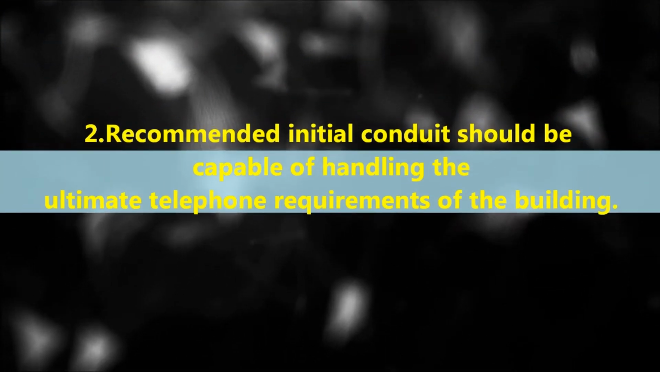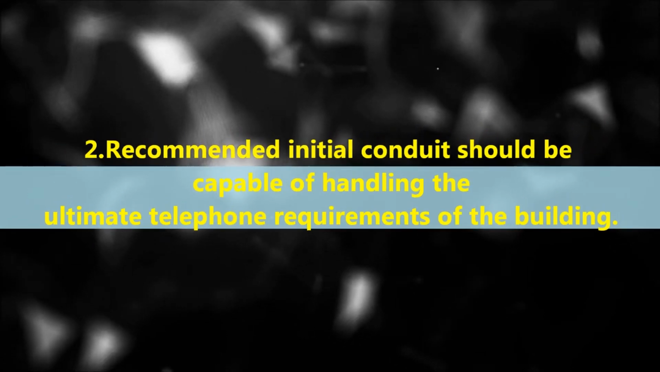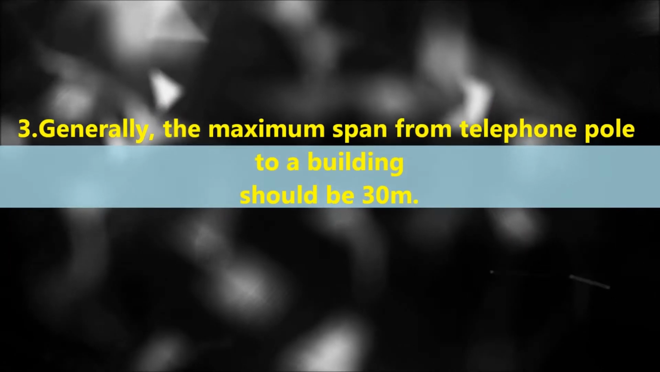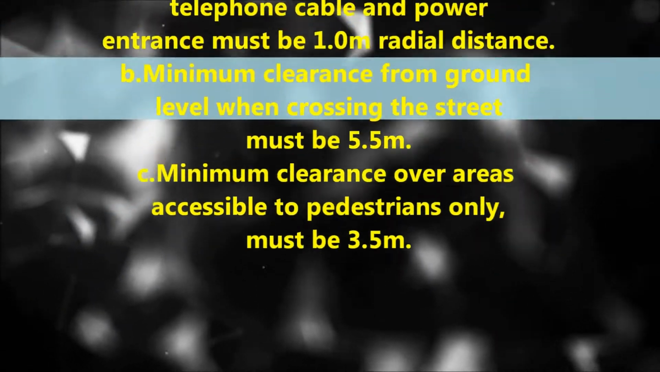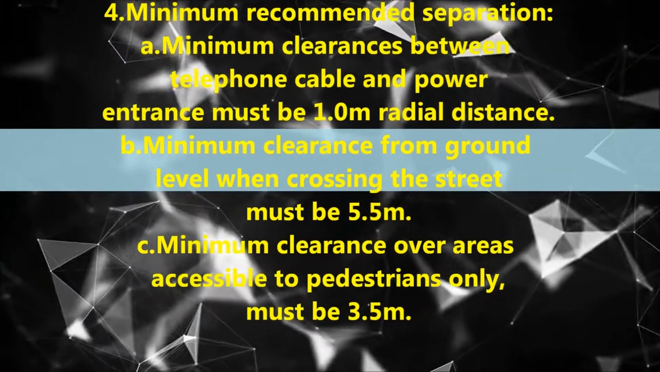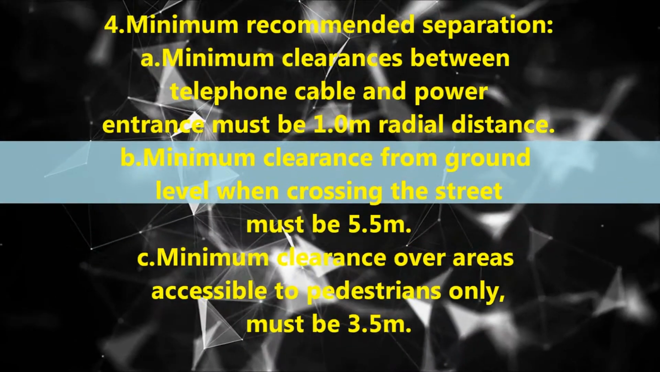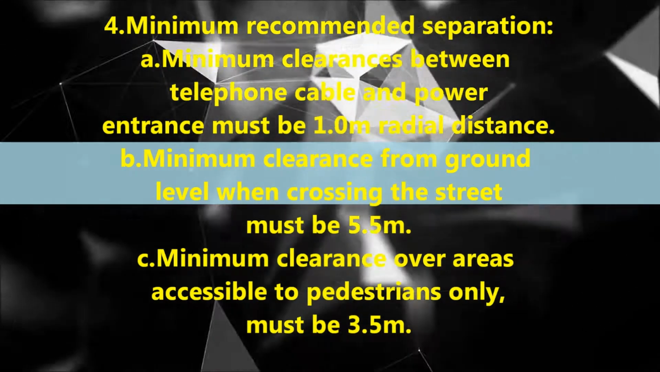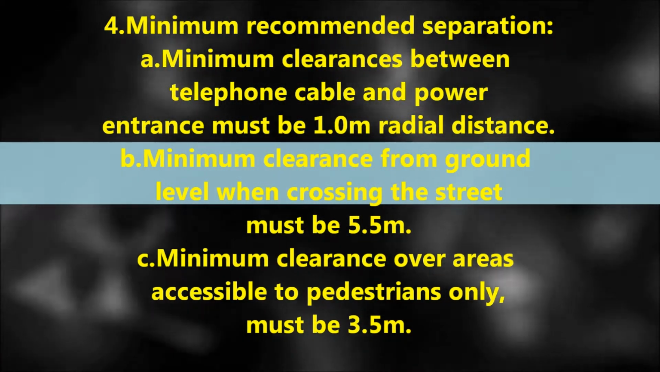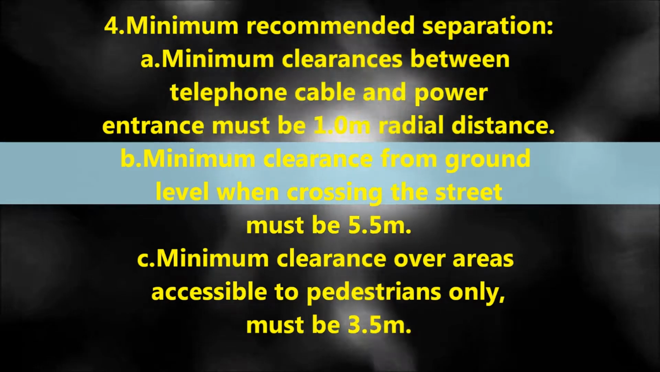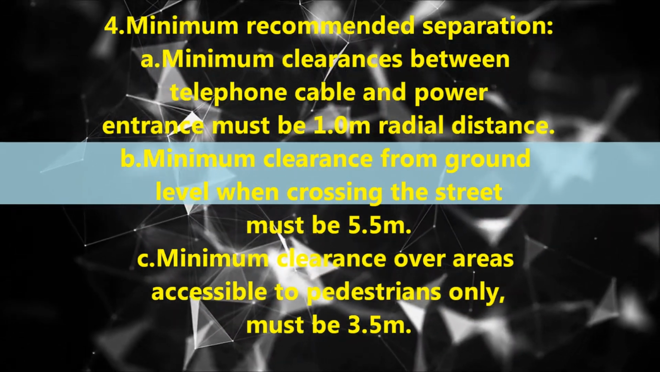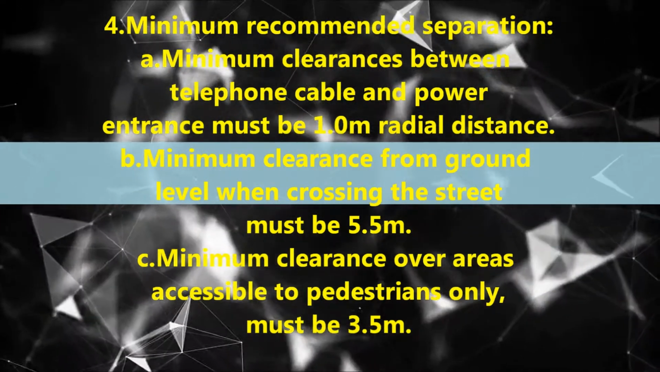Recommended initial conduit should be capable of handling the ultimate telephone requirement of the building. Generally, the maximum span from telephone pole to a building should be limited. Minimum recommended separation: 1. Minimum clearances between telephone, cable and power entrance must be 1 mm radial distance. 2. Minimum clearance from ground level when crossing the street must be 5.5 meters. 3. Minimum clearance over areas accessible to pedestrians only must be 3 meters.